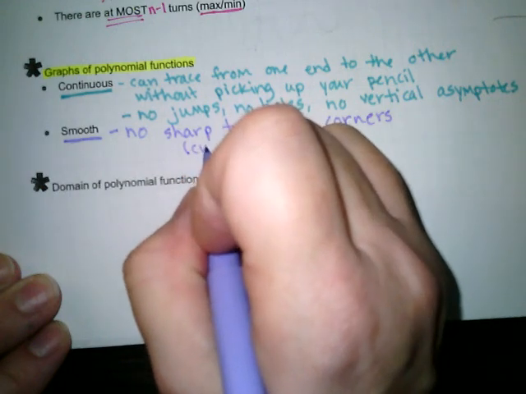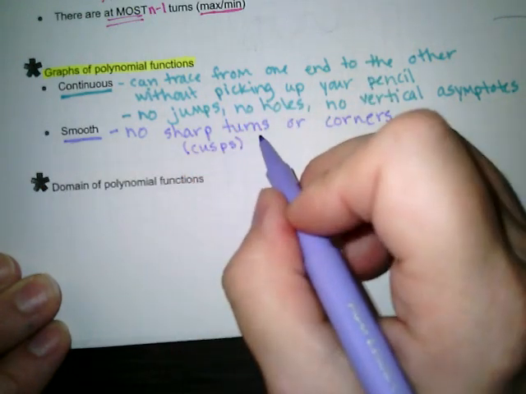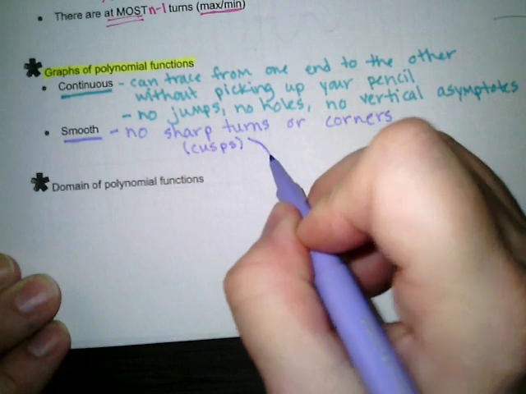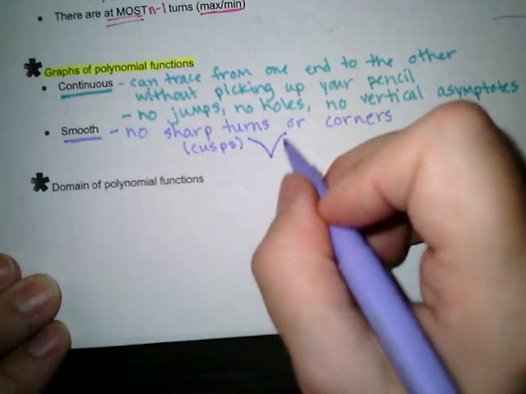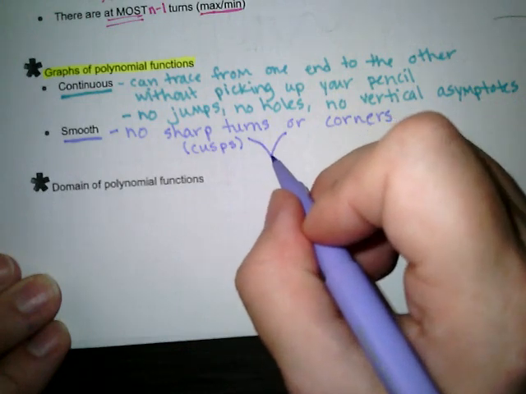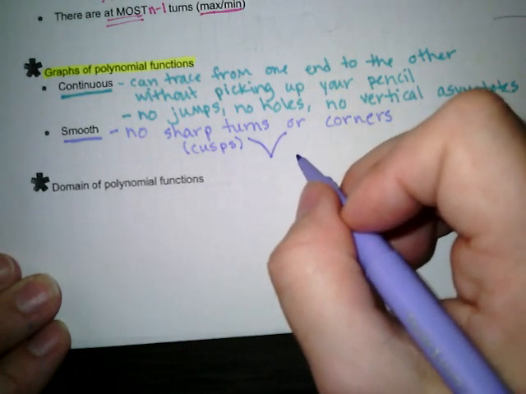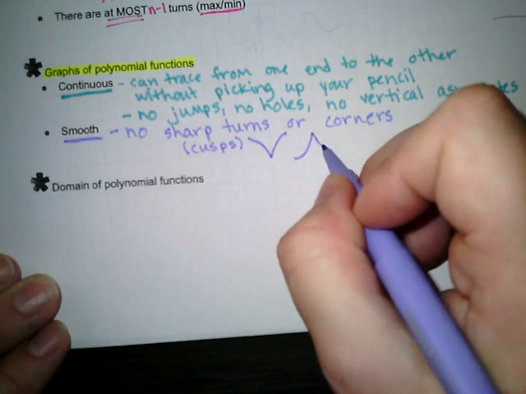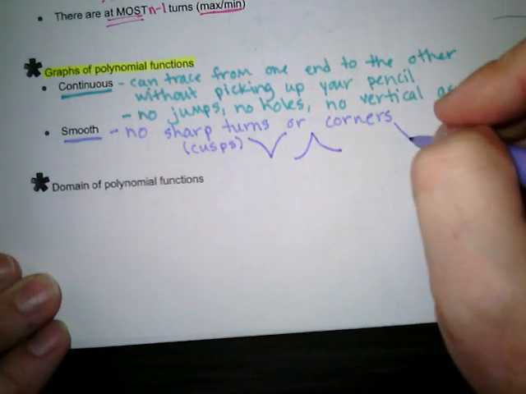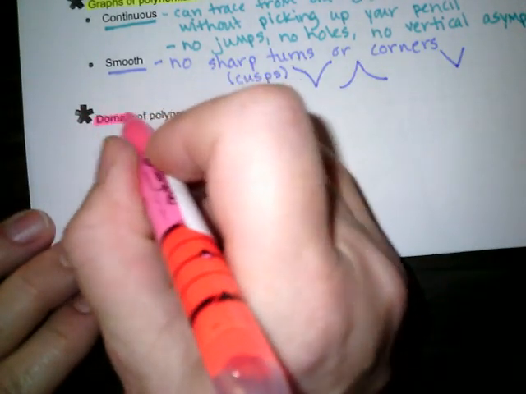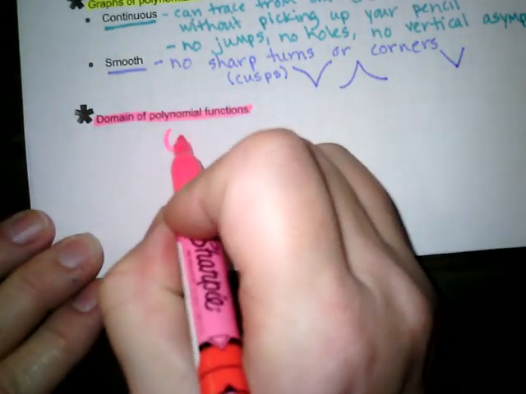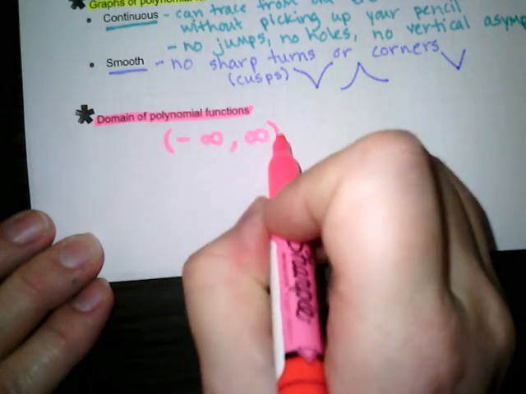Sharp turns are sometimes called cusps, and they kind of look like a bird, like a seagull. They can look like that, where they're concave down and then another concave down, or they could look like concave up and then another concave up. And then corners would be like absolute value functions. The domain of polynomial functions, we talked about that earlier. Since there are no restrictions, the domain of polynomial functions is always going to be negative infinity to infinity.